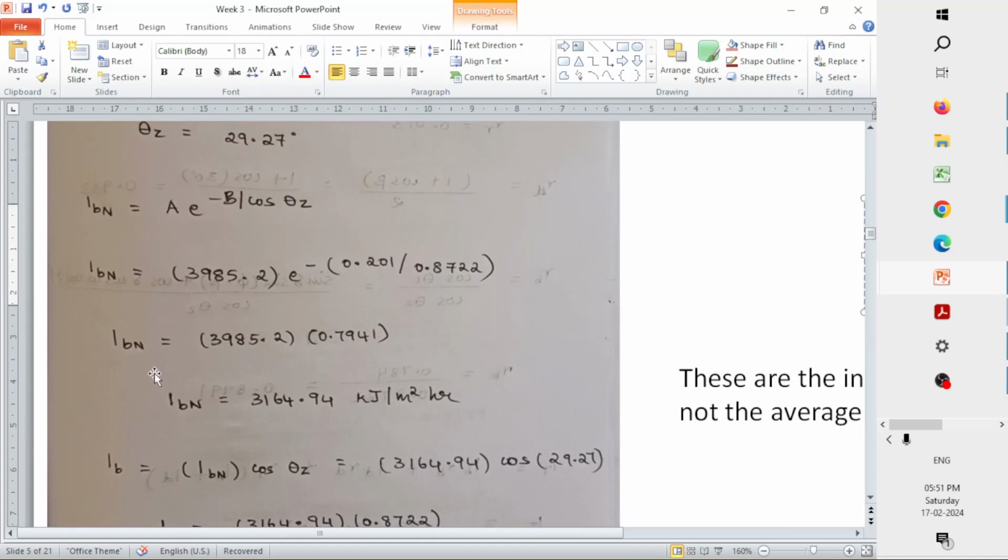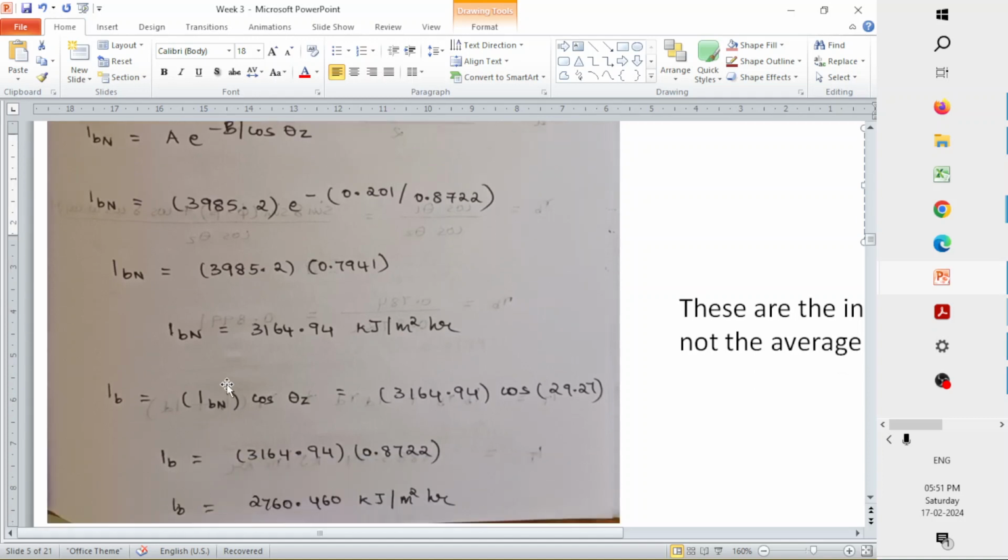So now you know the value of beam normal flux, but that is the beam normal, the beam that is falling normal to the surface. That is not your value of IB. IB is the beam radiation that is falling onto your surface. So to calculate that, we have this formula, IBN times cos of theta z. IBN you know, 3164, and cos of theta z is cos of 29.27. So if we calculate, the value of IB will be 2760.460. So let us just calculate this.